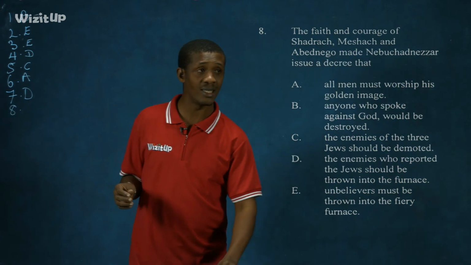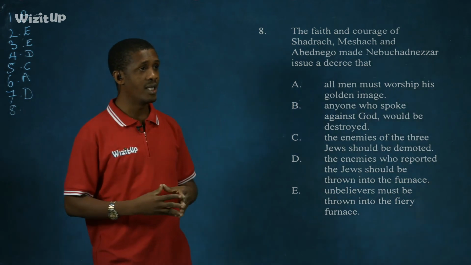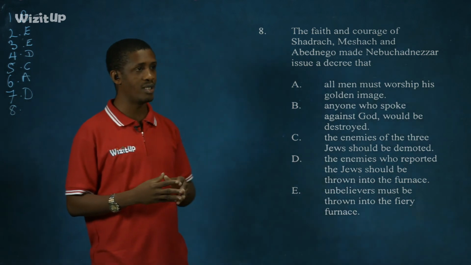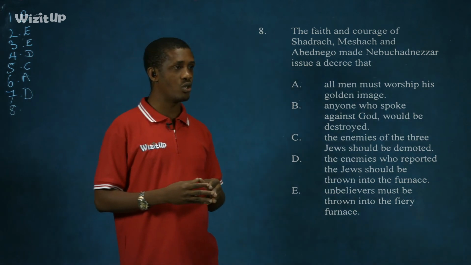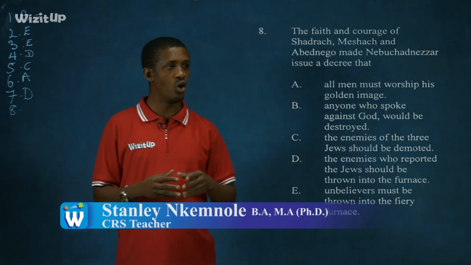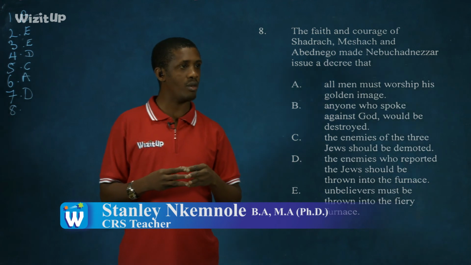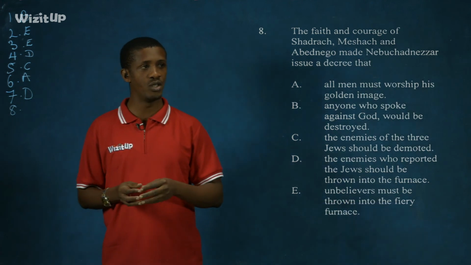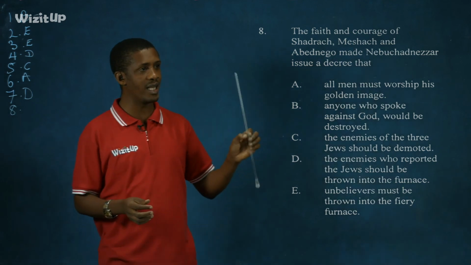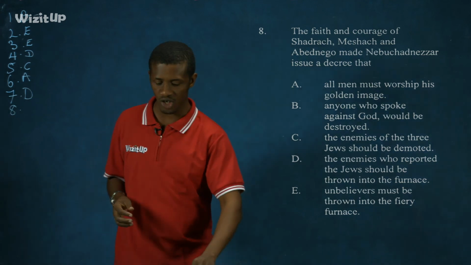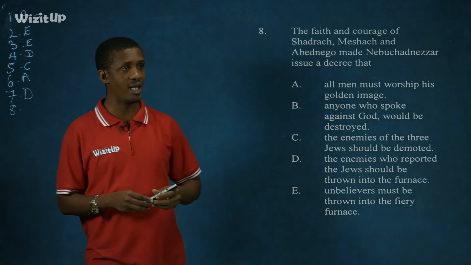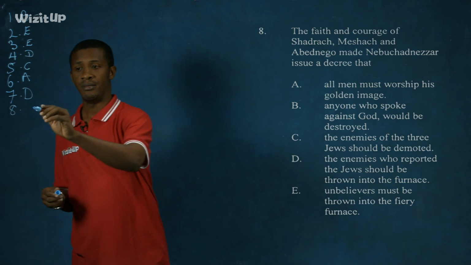And that was the correct answer, because if you look, C. the enemies of the three Jews should be demoted. No, that didn't happen. D. The enemies who reported the Jews should be thrown into the furnace. No. E. Unbelievers must be thrown into the fiery furnace. No, he issued a decree. There was a law he made immediately that anybody that speaks against the God of Shadrach, Meshach, and Abednego would be destroyed. And that is option number B.